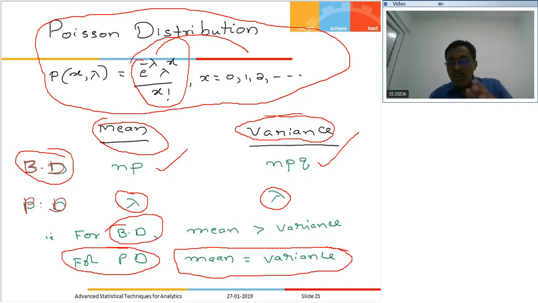Okay. If mean is less than variance, that is the next question, right? Then we have to look for some other distribution, as far as these two distributions are concerned. So these are the relations: mean equal to variance, Poisson; mean greater than variance, binomial distribution.